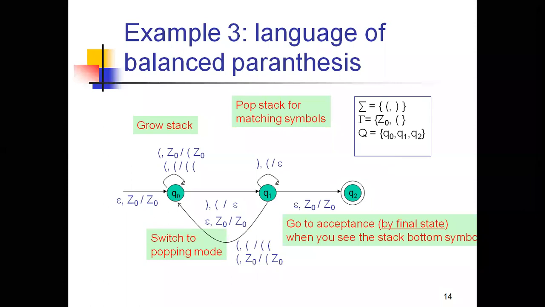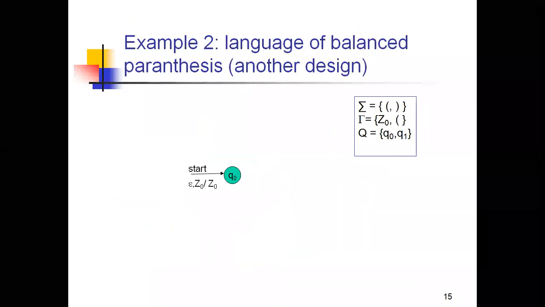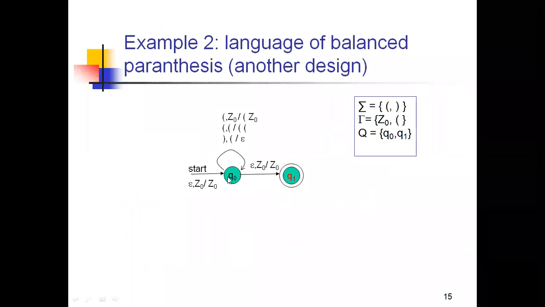That was with 3 states, and now this example is with 2 states only, q0 and q1, with the inputs of open parentheses and closed parentheses. My stack alphabet is always Z0. Along with the Z0, I can choose any of the input alphabets, as well as the states q0 and q1.